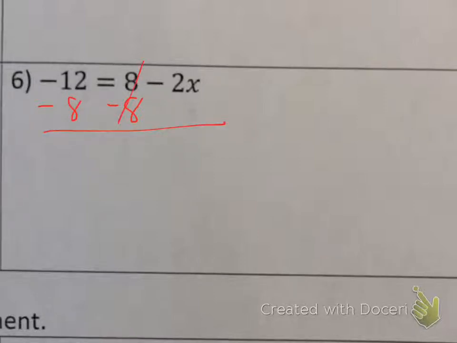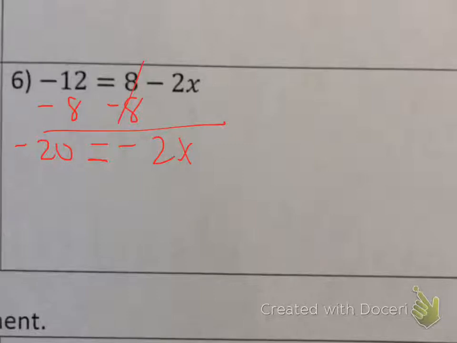So over here, that cancels to be 0, and I'm left with just a -2x. Over here, I have a -12 minus 8, which would be a -20. You can just punch that in your calculator. It will do it for you. Then I'm just looking at my x again. What's it got attached to it? It has a -2 attached to it by multiplication.